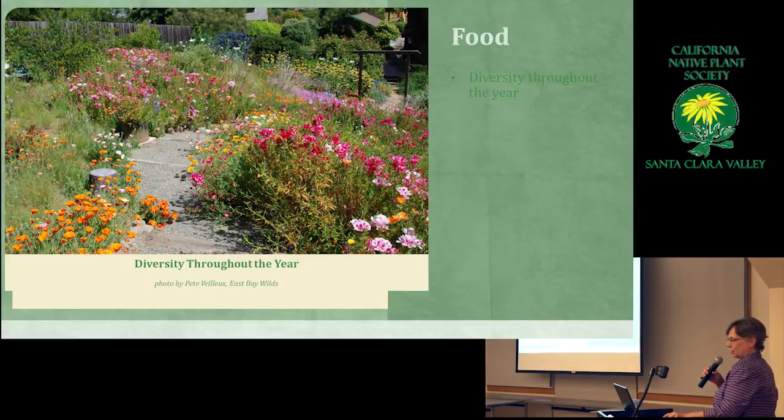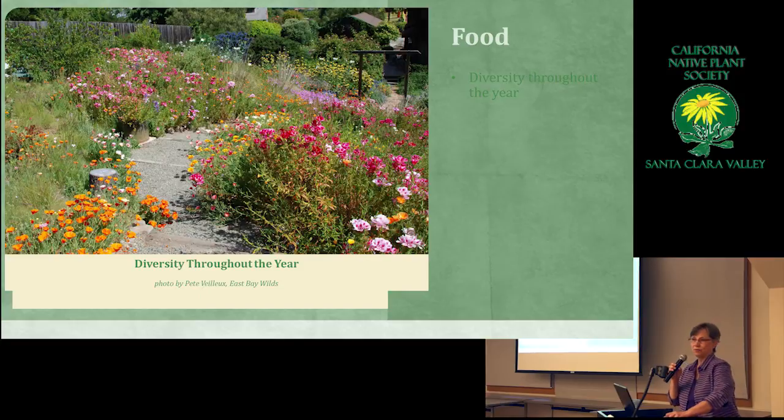So now we're going to start talking about food. When we're talking about food, of course, we're talking about plants. And because we're the Native Plant Society, we're talking about native plants. So the first thing you want is to have diversity throughout the year. So you want to have diversity of the species of plants. You want to have diversity through the seasons. You want to have diversity at the moment of the bloom. So let's say it's springtime, you want to have several blooming plants for the bees. So diversity is really key.